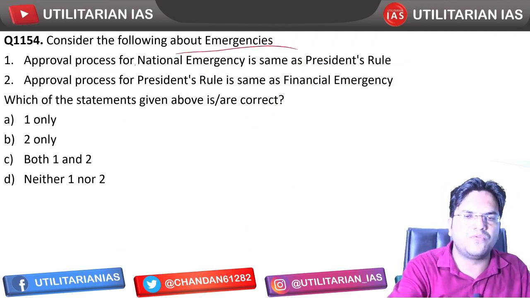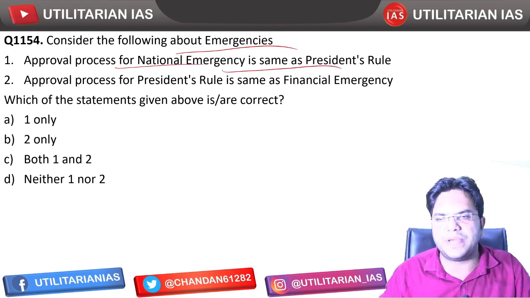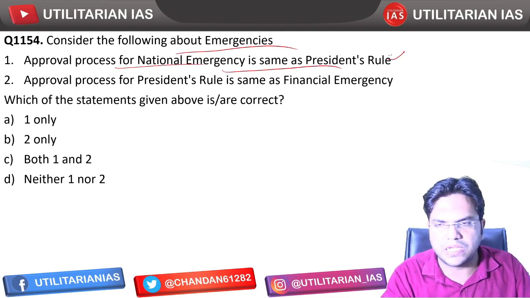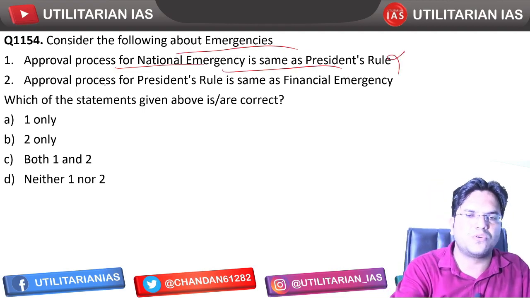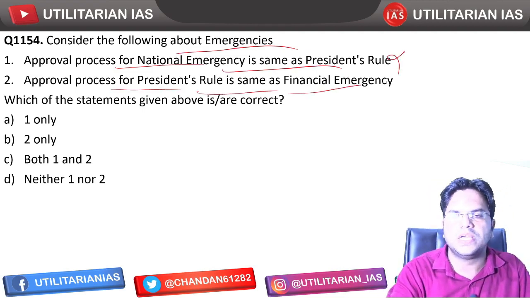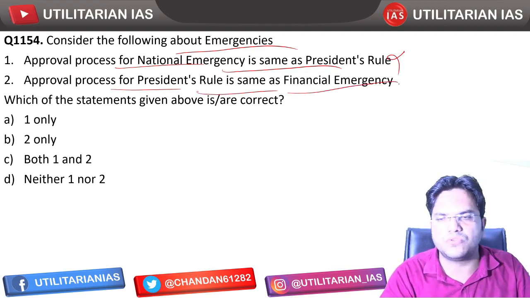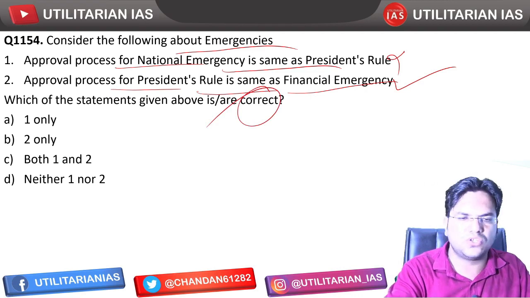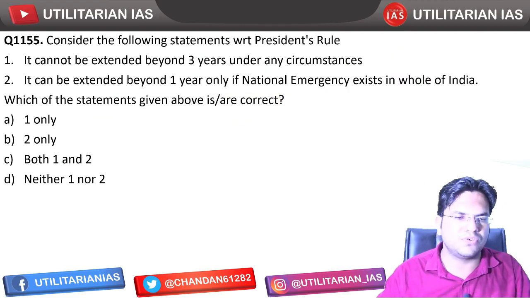Consider the following about emergencies. Approval of process of national emergency is same as president rule, that's incorrect। ये दोनों different होंगे। Approval process of president rule is same as financial emergency, दोनों में simple majority लगती है, right, that's correct. Correct बताना है. So correct is going to be only second only, and hence B again is going to be the right answer.